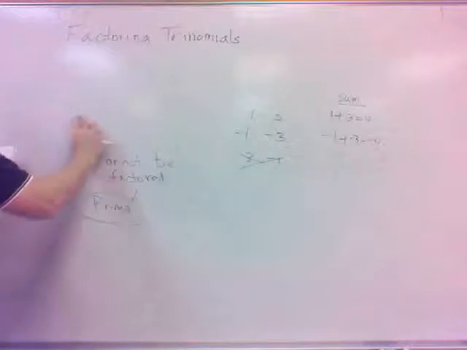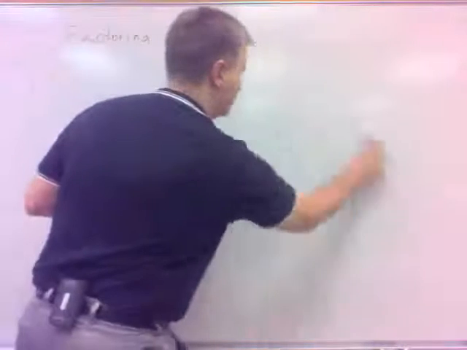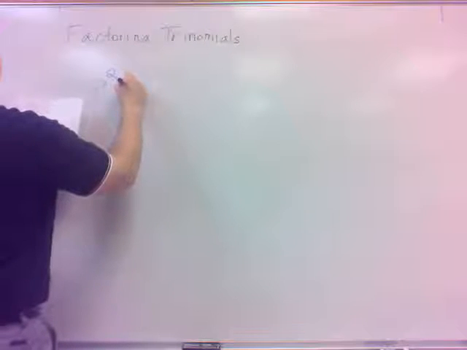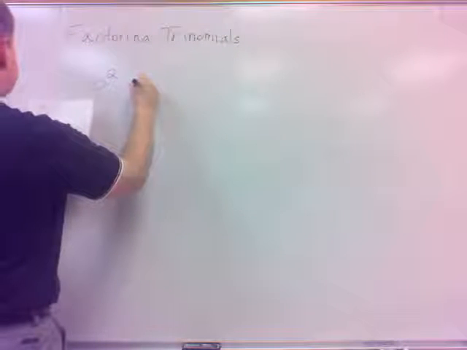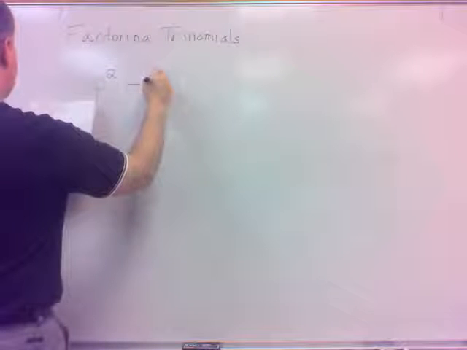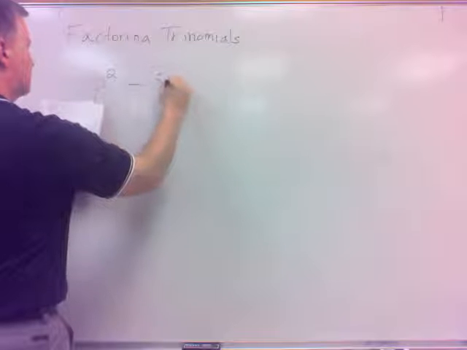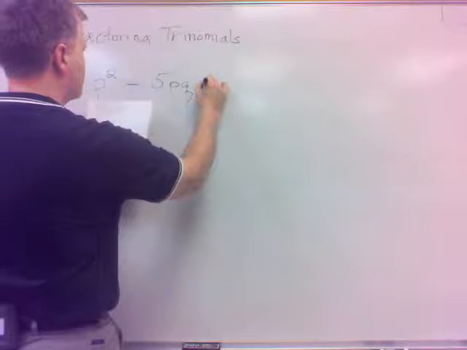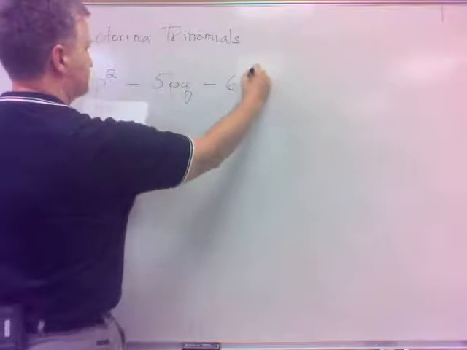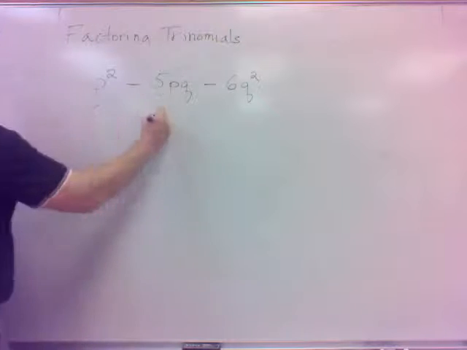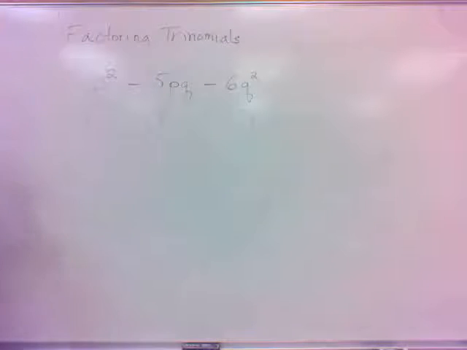All right. Got another one in this category. Let's call it p squared minus 5pq minus 6q squared. This one has two variables. Got the p's and the q's. That's why I mentioned this one. Really amounts to about the same thing.